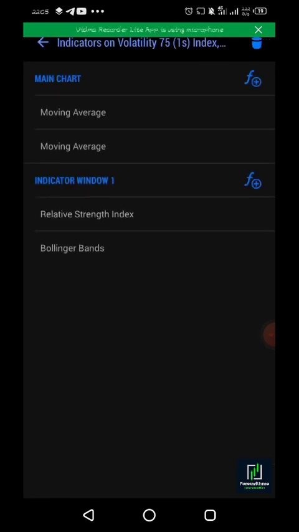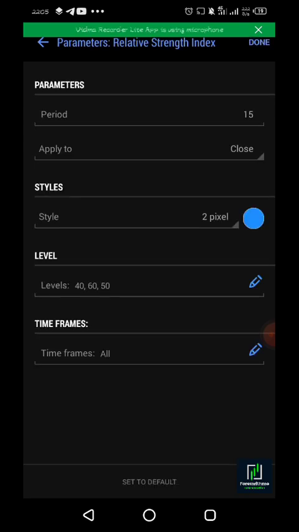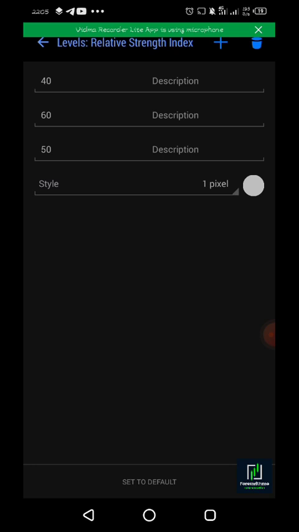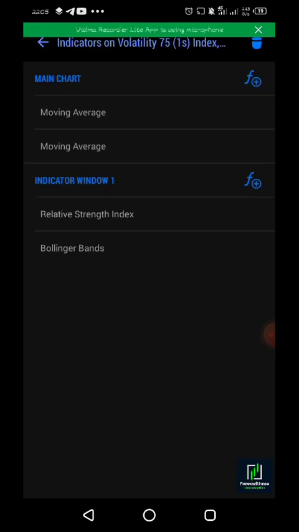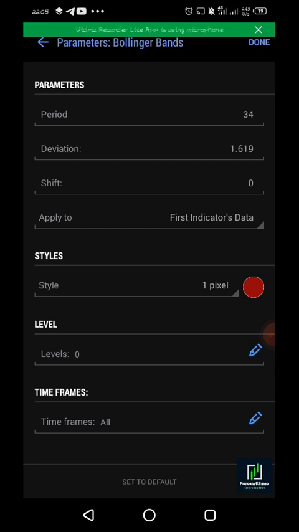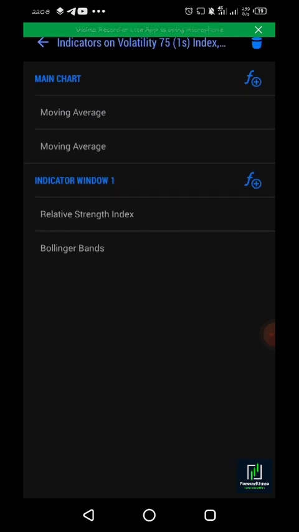Then afterward, what am I using here? I'm using RSI 15, and my levels are 40, 60, and 50. After that, I'm taking my Bollinger Bands 34, with 1.619 deviation. You can use the previous indicator because there's not much on this. So that's that about the settings.